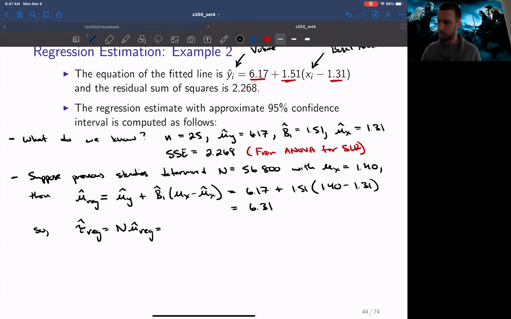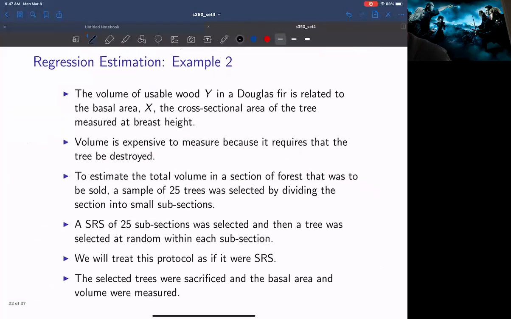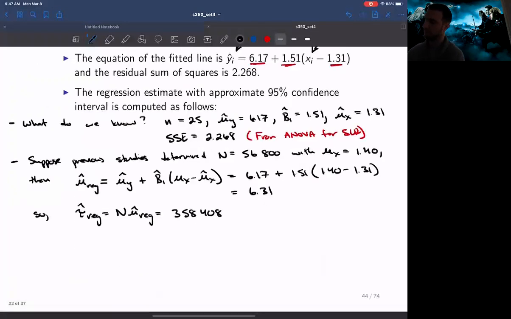And that would be... do we have units for the volume? No, we do not have any units. Okay.